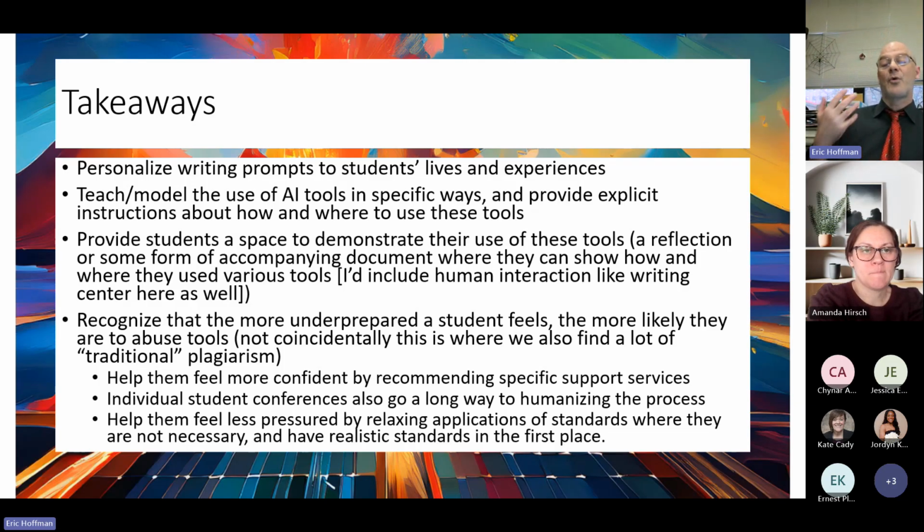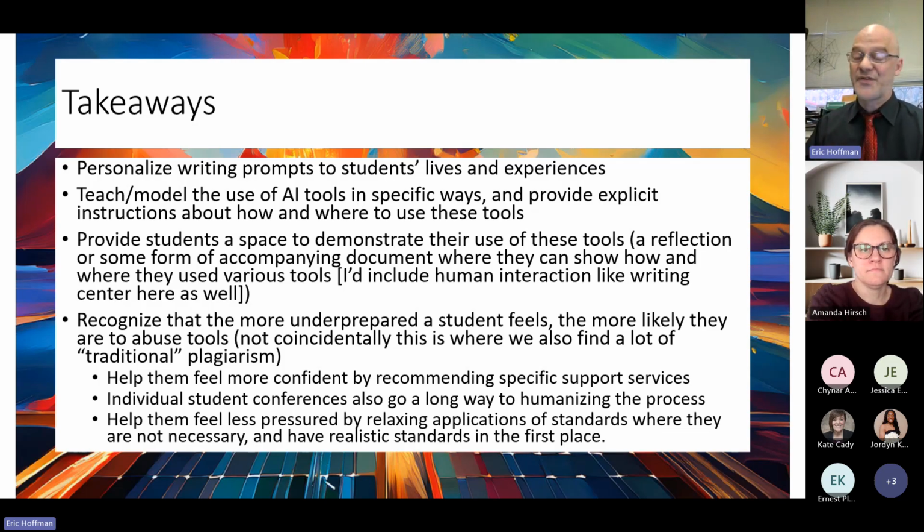Finally, recognizing that the more underprepared a student feels, the more likely they are to abuse these tools. So number one, help them feel more confident by recommending specific support services, whether that's tutoring, the writing center, other class members, whatever, right? Number two, individual student conferences go a long way to humanizing the process.